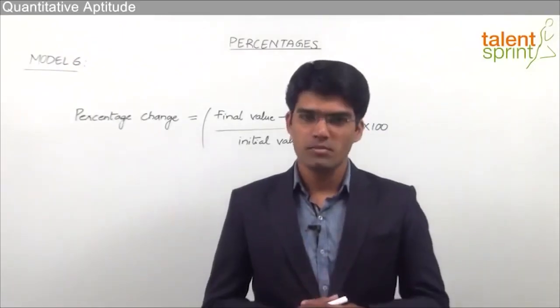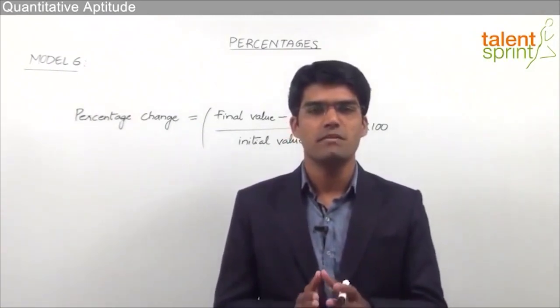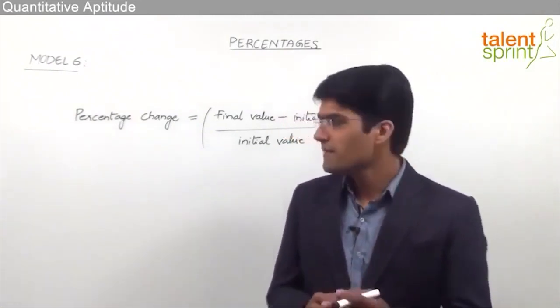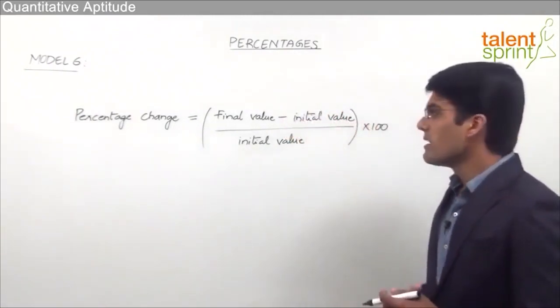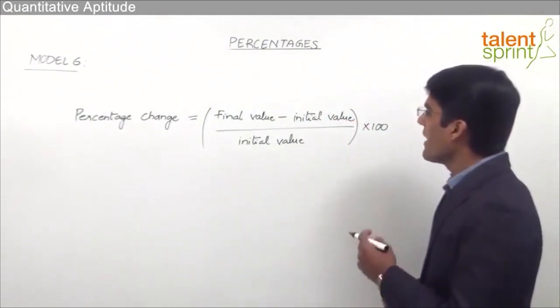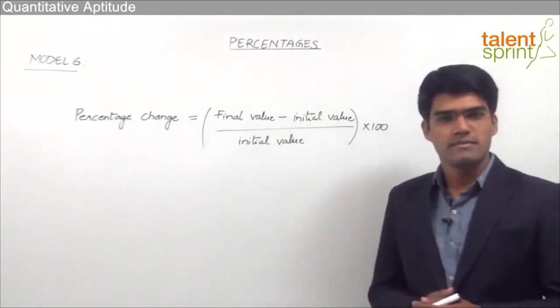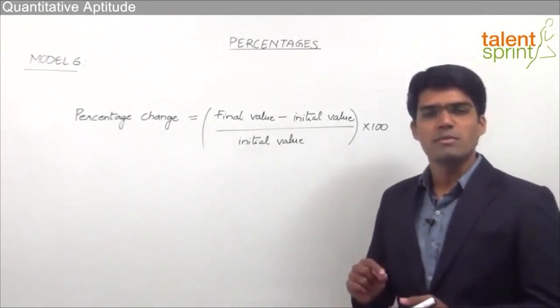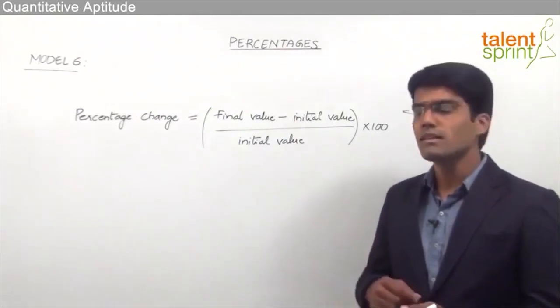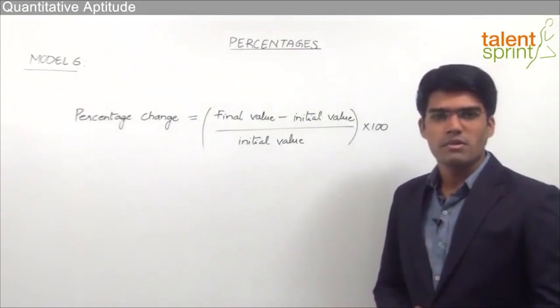Let us now take the sixth model from percentages, where we are supposed to find out the percentage change between two values. Now let us first understand the formula here. Percentage change can always be taken as (final value minus initial value) by initial value into 100. So whenever we are supposed to find out the percentage change from one value to the other, we can always go for final value minus initial value by initial value into 100.